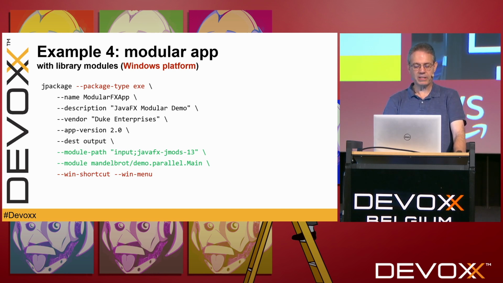So this one is the same example, only now we have a modular app. So what's different here is that in addition to putting JavaFX jmods 13 on the module path, we also specify that we want the input directory to be on the module path, because that's where my now modular jar file containing my application lives. And then we specify the --module parameter so that it will produce a launcher that, when you double-click on it, will know to launch demo.parallel.main as the class in the Mandelbrot module.